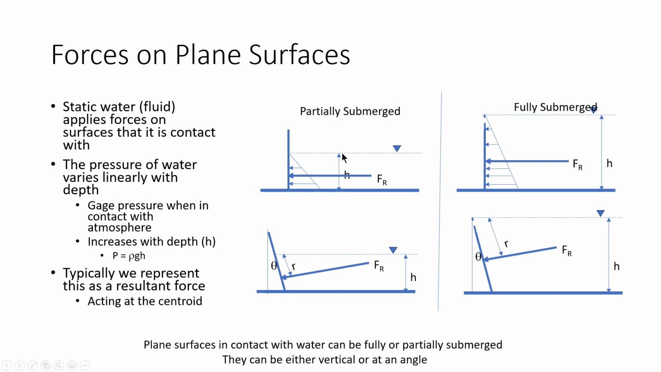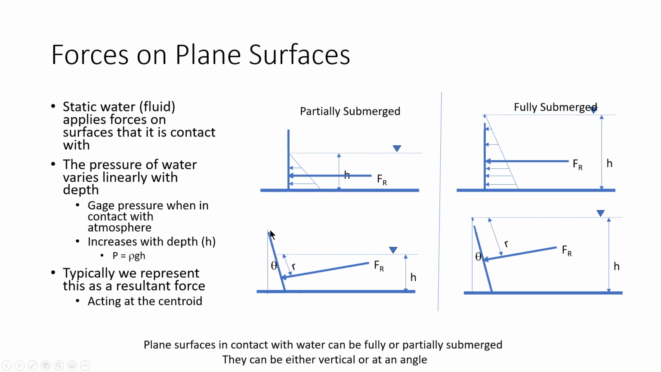Typically, when we do engineering calculations, we don't deal with the continuous pressure profile. Instead, we put a resultant force or a resultant pressure at the centroid of that surface, and say that that's where the pressure is acting. Clearly, the force always acts perpendicular to the planar surface. However, the planar surface need not be at a right angle to the water column.